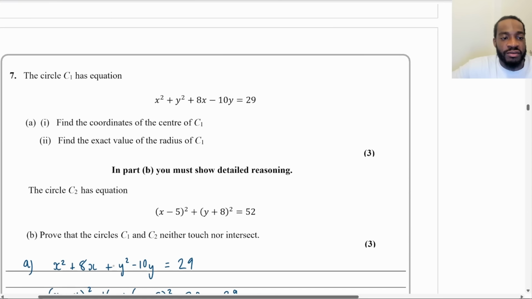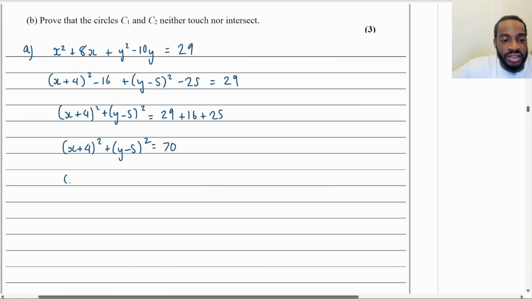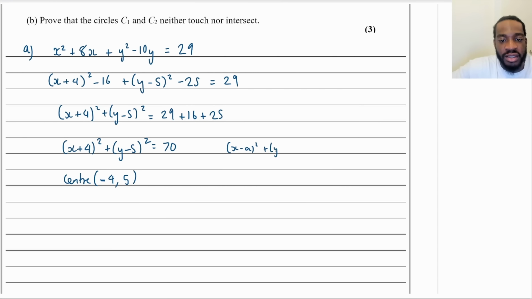So therefore, they want the coordinates of the center. So the center is going to be, set that equal to 0, x equals minus 4. Set that one equal to 0, that would be y equals 5. So the center is minus 4, 5. And remember, the general formula is x minus a squared plus y minus b squared is equal to r squared. So therefore, r squared is equal to 70. So r is equal to root 70. So this is the center, and the radius r is equal to root 70.